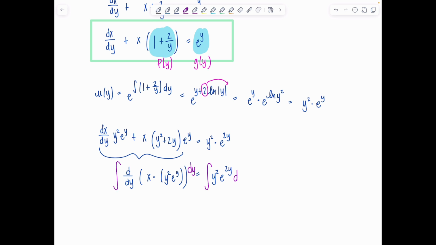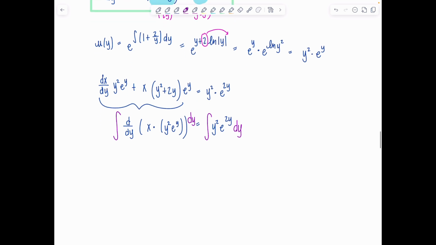dy. Are we good? Okay, on the left, now we've got x times y squared e to the y equals, what would you do for this guy? I would definitely utilize tabular or the DI method of integration by parts. So here we go.